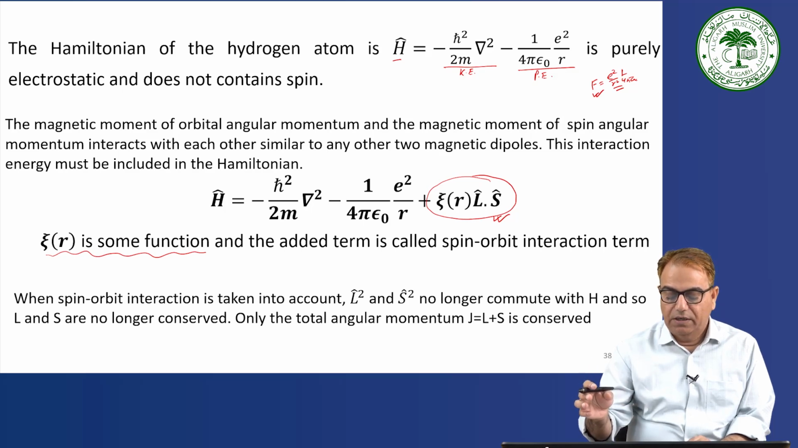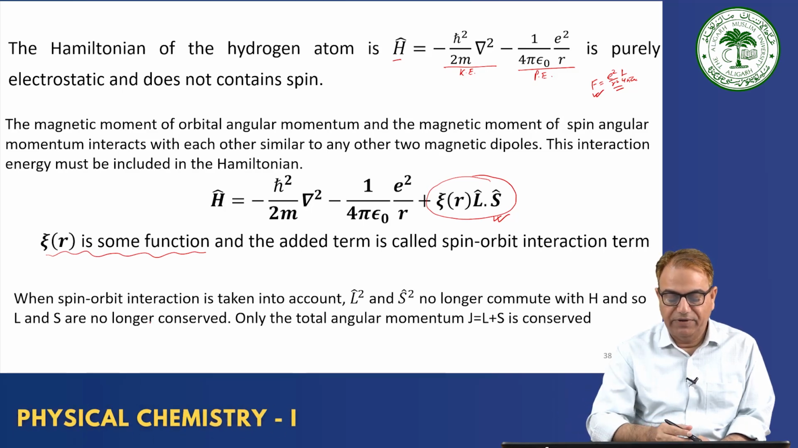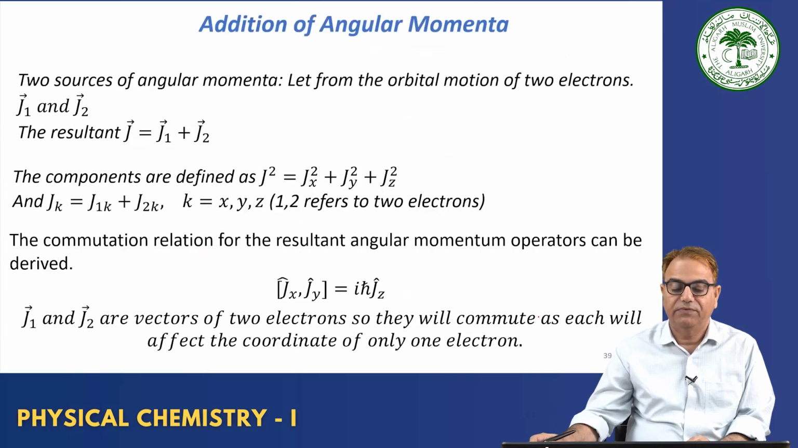Now, when these interact, the spin angular momentum and the orbital angular momentum also add to give you a resultant angular momentum, the total angular momentum, denoted by the symbol J. So when spin-orbit interaction is taken into account, L square and S square no longer commute with H, and so L and S are no longer conserved. Only the total angular momentum J equals L plus S is conserved. Okay, so the total angular momentum concept we will talk about.